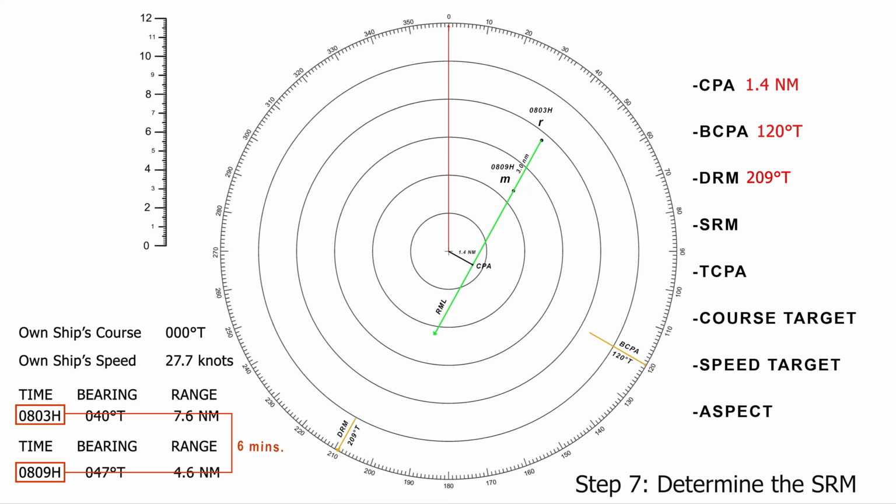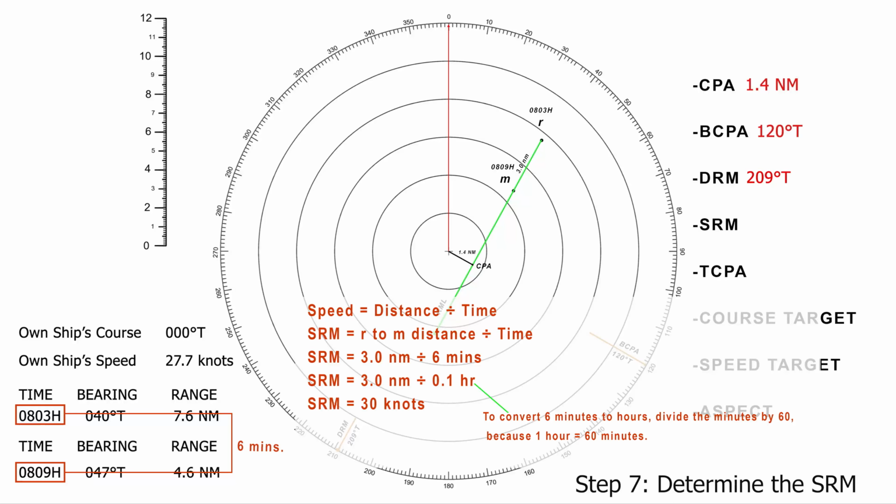Then, determine the time interval between the first and second observations. For example, this may be 6 minutes. Now apply the formula, speed equals distance divided by time. The value you obtain is the SRM, or speed of relative motion.